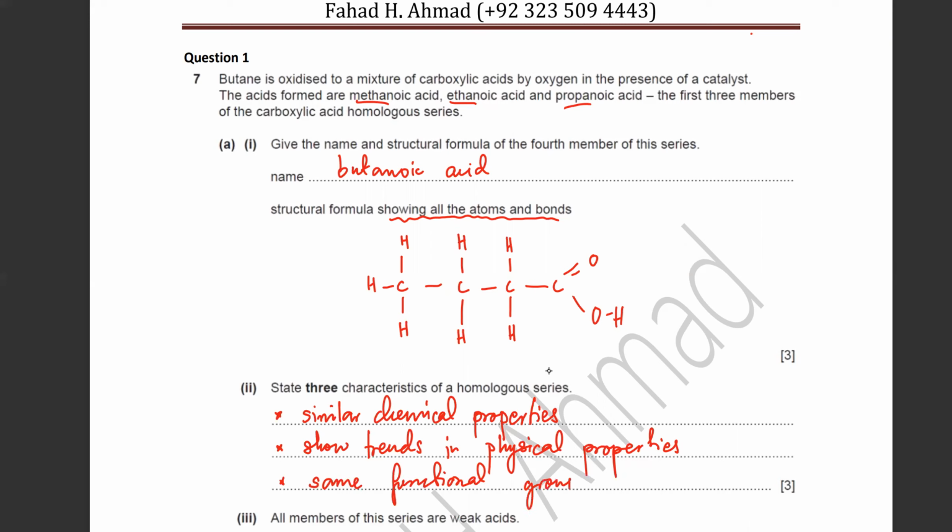So if you want a number 4 is that they have the same general formula. And then you have number 5 as well. Okay, successive members differ by CH2.